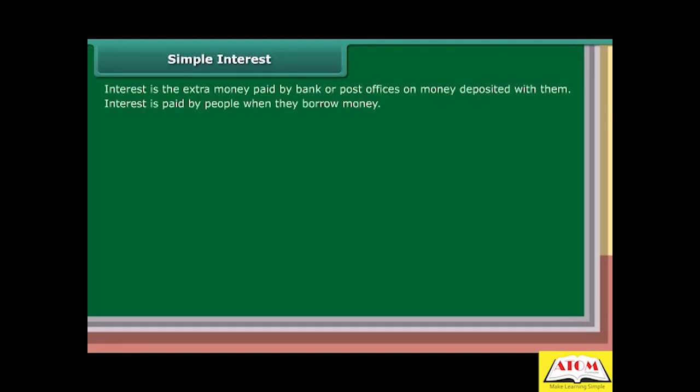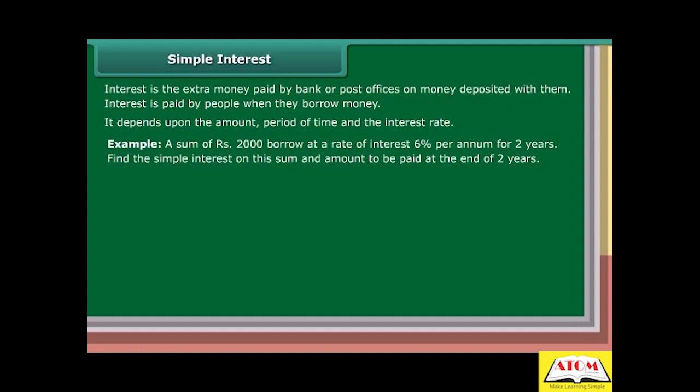Simple interest. Interest is the extra money paid by bank or post offices on money deposited with them. Interest is paid by people when they borrow money. It depends upon the amount, period of time, and the interest rate. Example. A sum of rupees 2000 is borrowed at a rate of interest 6% per annum for 2 years. Find the simple interest on this sum and amount to be paid at the end of 2 years.